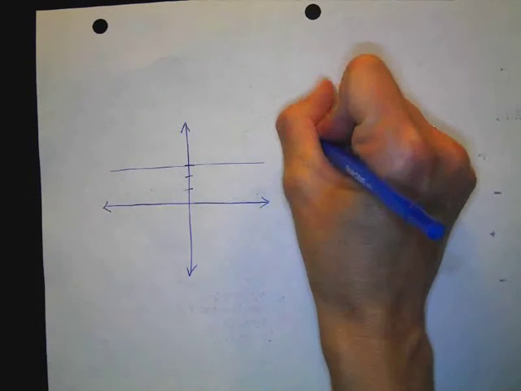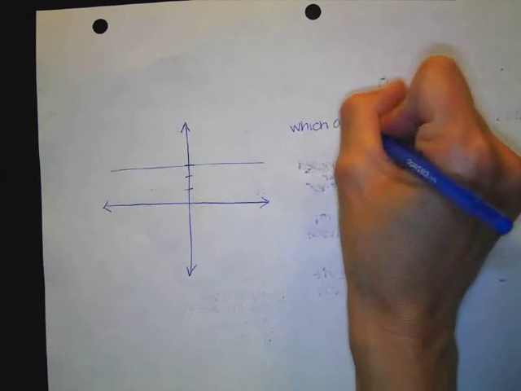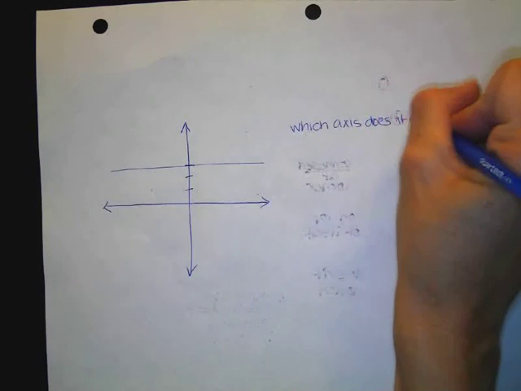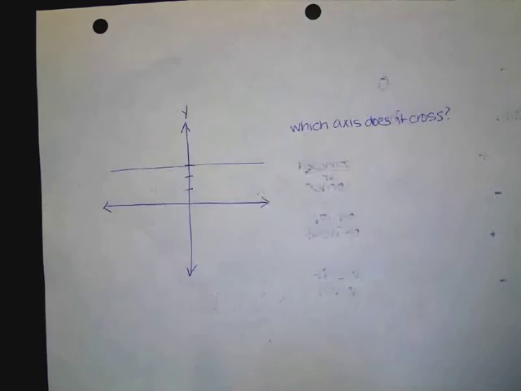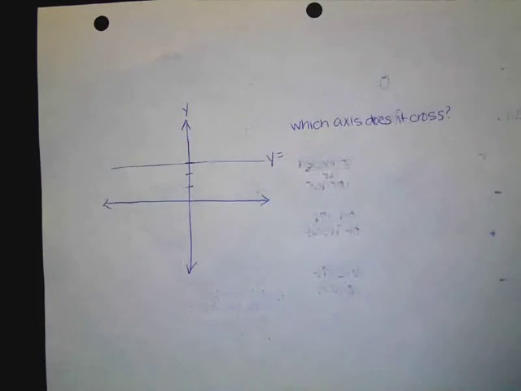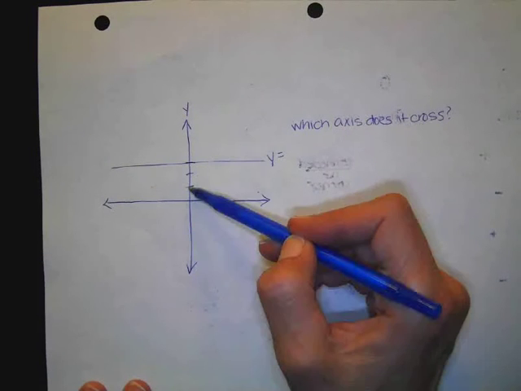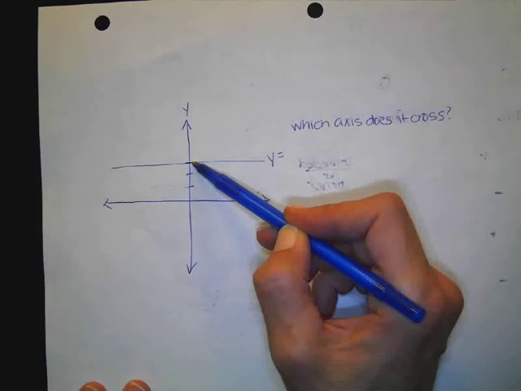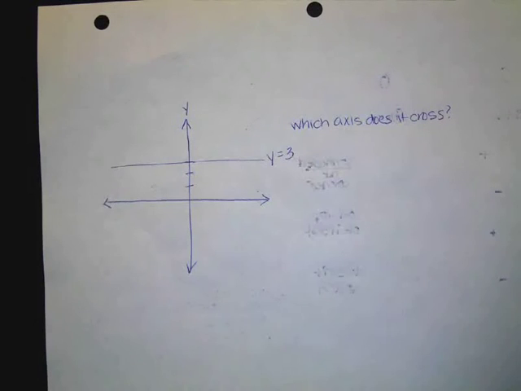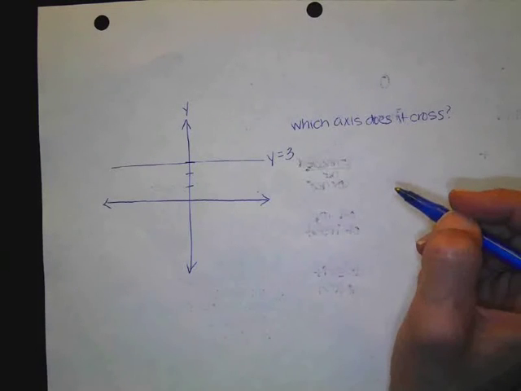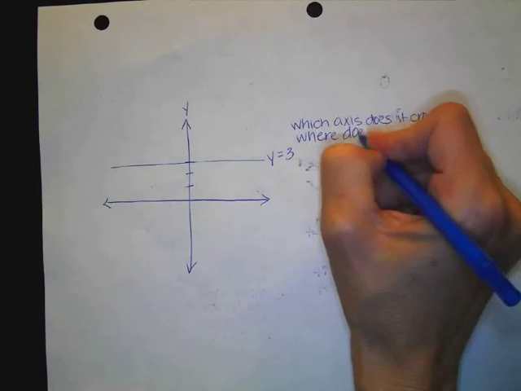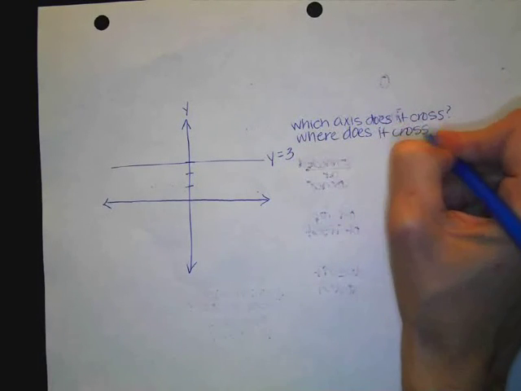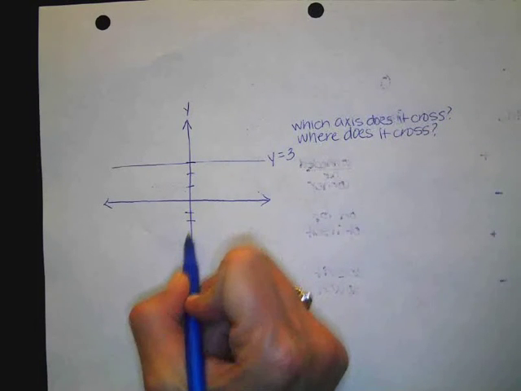So you're going to ask yourself, which axis does it cross? And you're going to look and you're going to be like, okay, this line crosses the y-axis. So that's the first part of the name. And it crosses at 3. That's the name of that line. So which axis does it cross and where does it cross? So then if it's below, you name it -3.